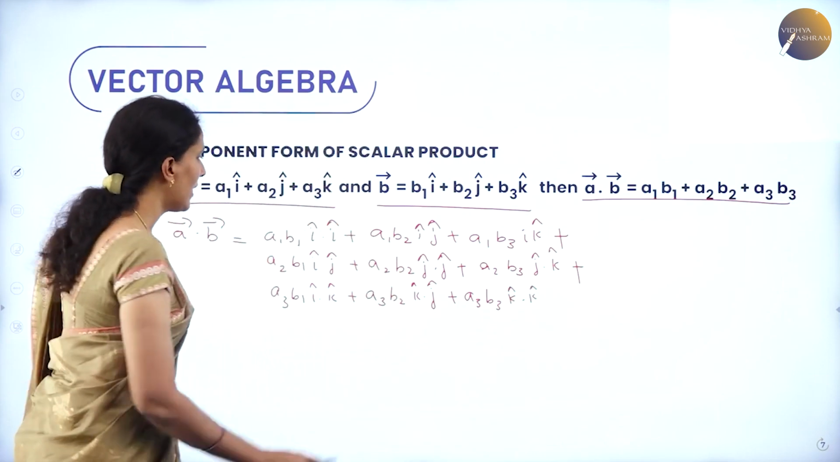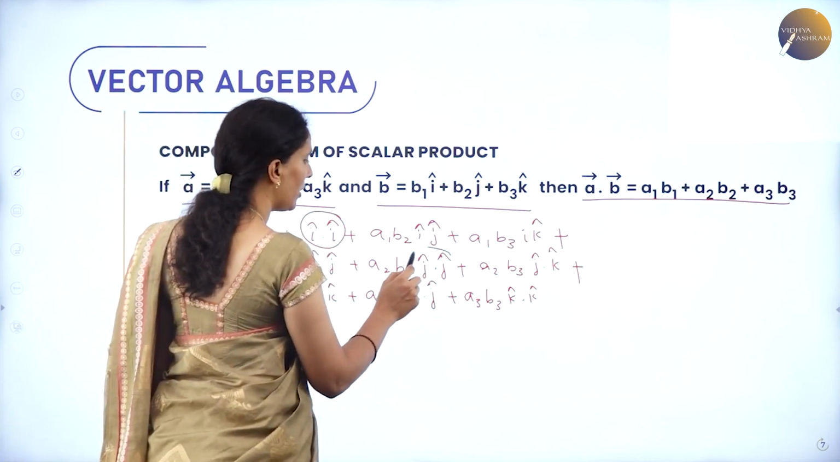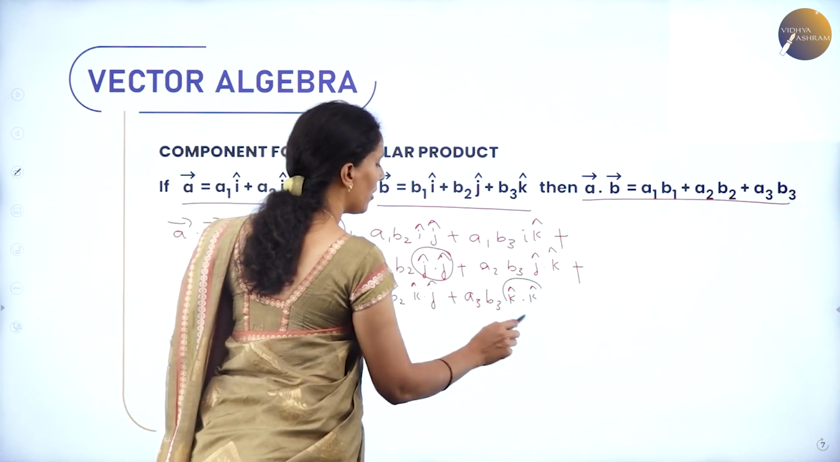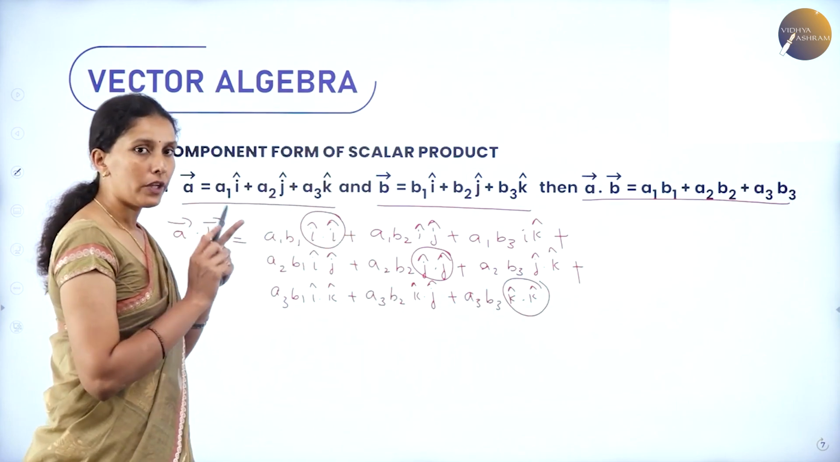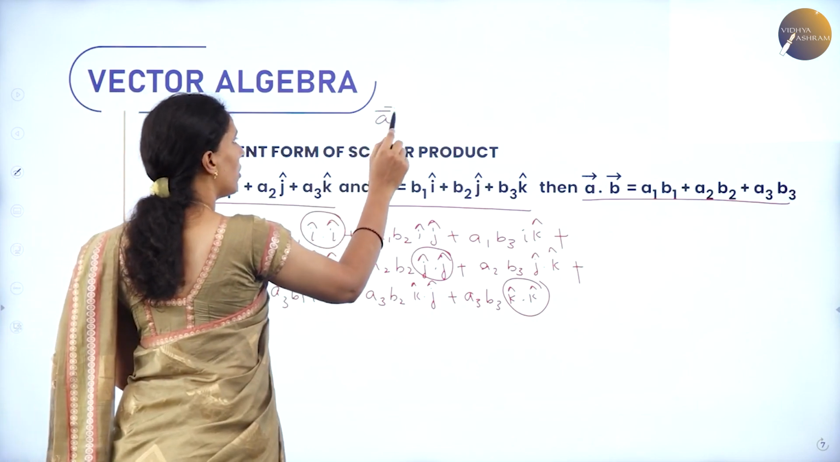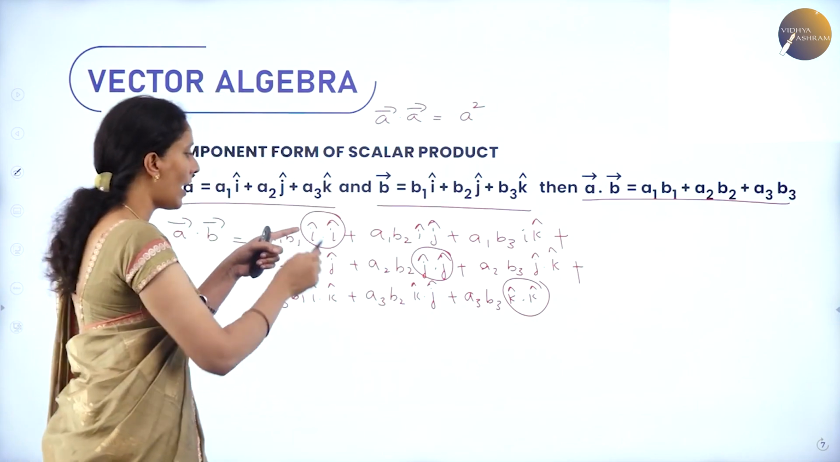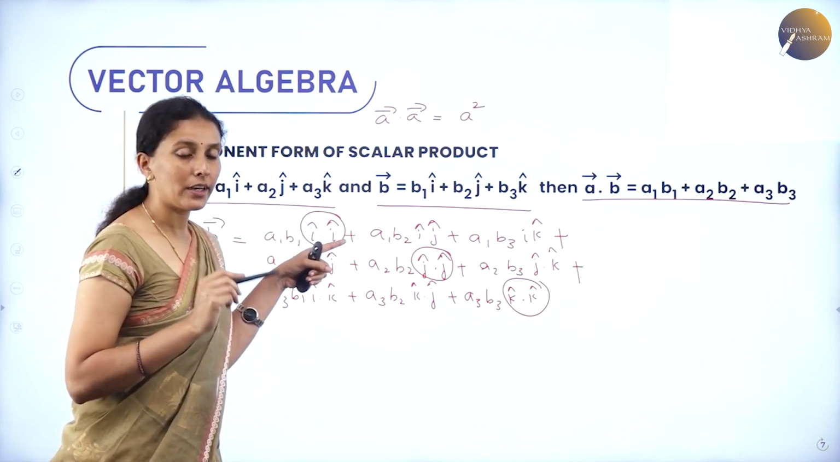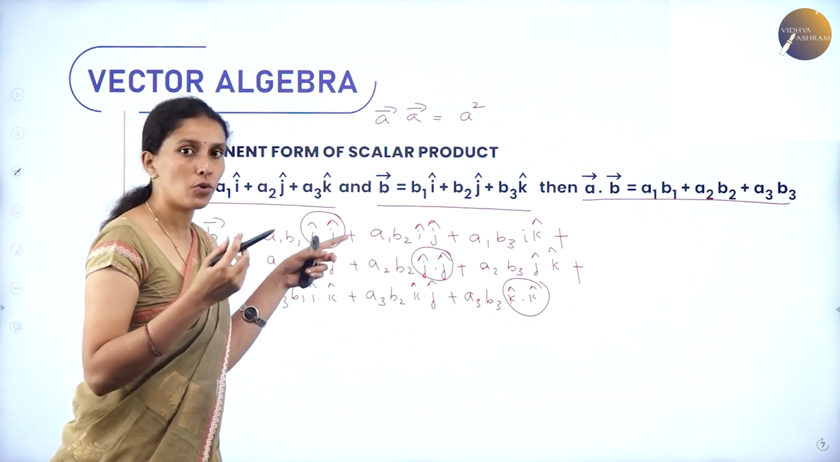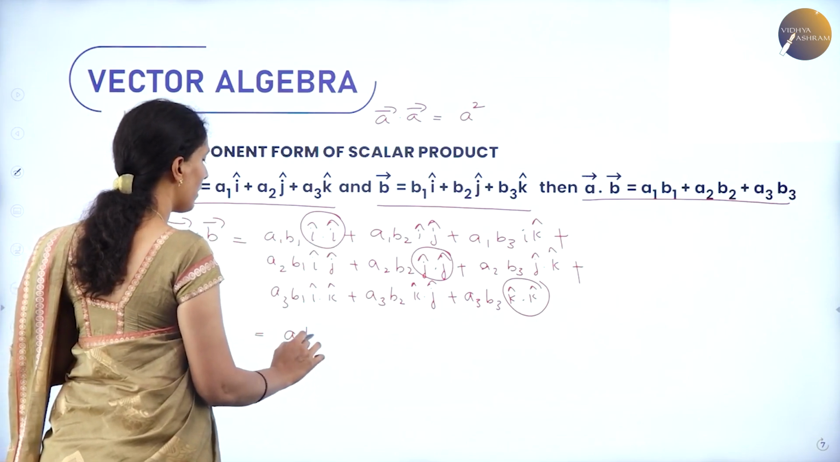So we know that i dot i is nothing but 1. So j dot j is nothing but 1, k dot k is nothing but 1, because they are unit vectors. We know that vector A dot vector A is nothing but A square, and i dot i is nothing but i square. Since i is the unit vector, its magnitude is 1, so 1 square is 1. So if it is 1, then I can write A1 B1.